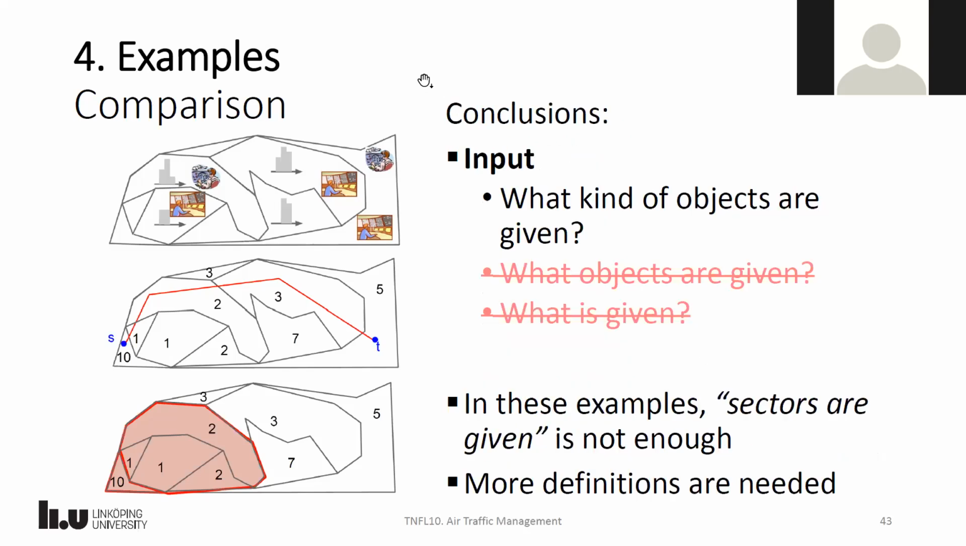So this arrives in the definition of our inputs. So we have to answer this question over here. We have to answer what kind of objects are given. It is not sufficient to answer what is given or what objects are given. We have to define the objects. For example, in these three cases, saying sectors are given is not enough. We have to define further. Okay?